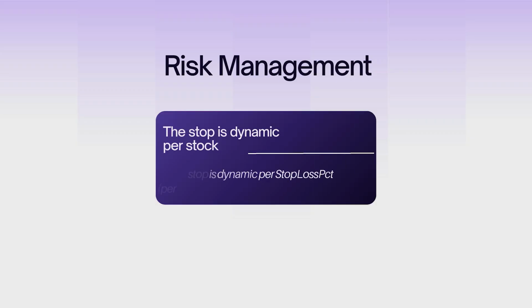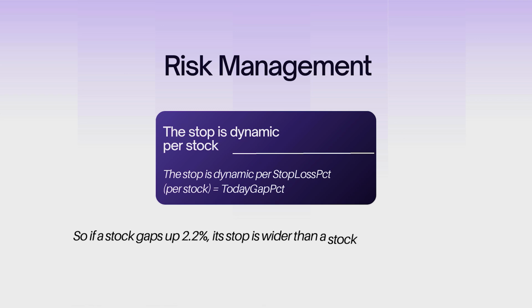The stop is dynamic per stock. The stop distance for each stock is set using that stock's opening gap, so larger gaps are given more room and smaller gaps are managed more tightly. So if a stock gaps up 2.2%, its stop is wider than a stock that gaps up 0.7%.